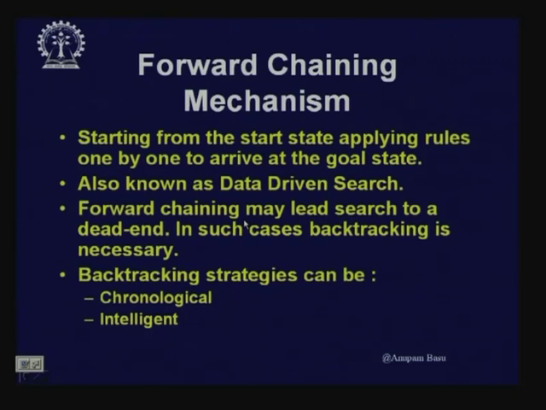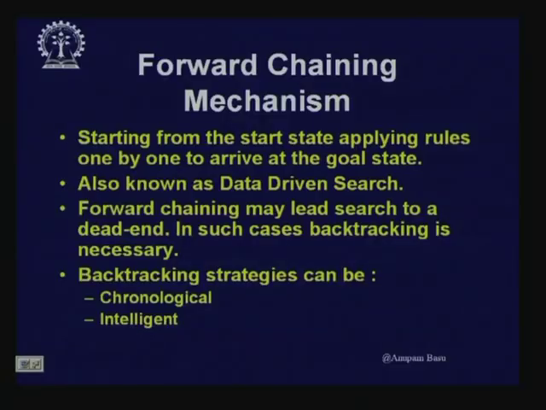Now, forward chaining may lead the search to a dead end. Okay? We may reach a dead end because we might have arrived at a set of particular facts which does not lead us to any further exploration of the rule space. In such cases, we need to do backtracking. Backtracking can be chronological or intelligent. Let me explain this again.